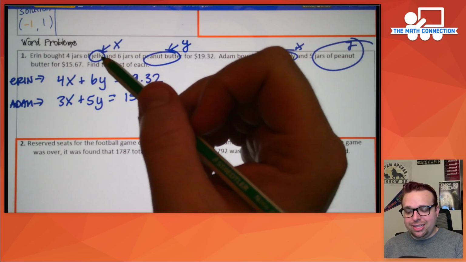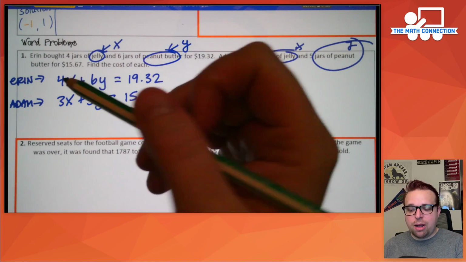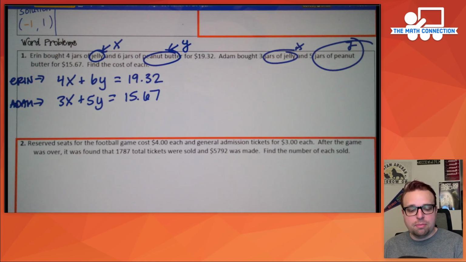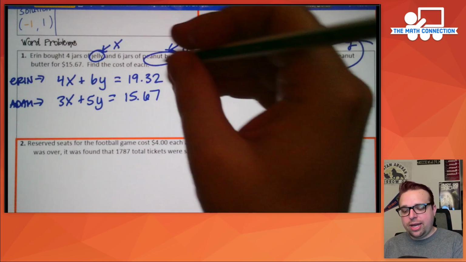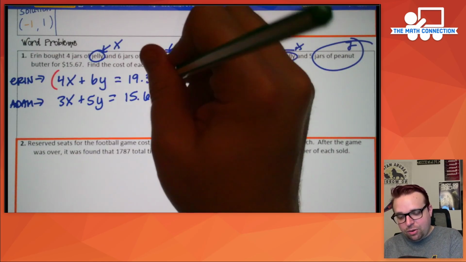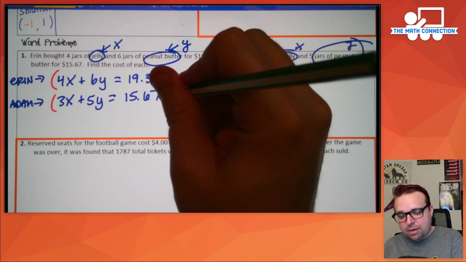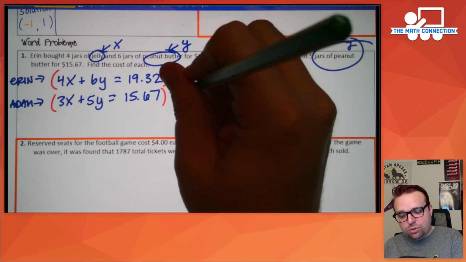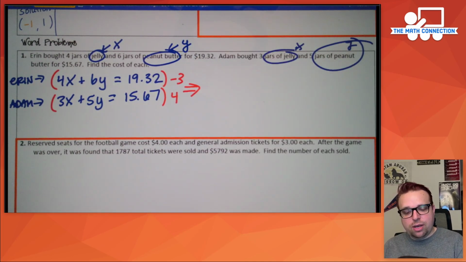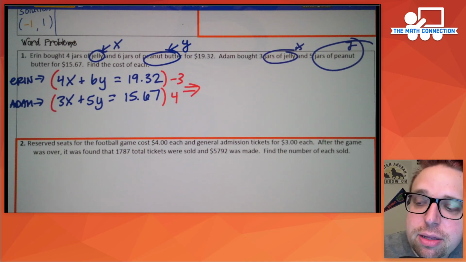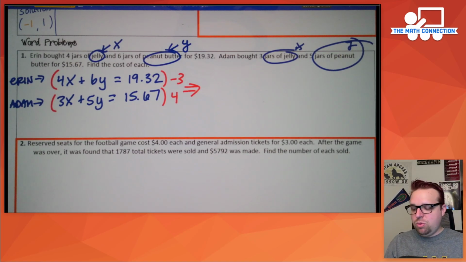So we're gonna do some elimination method here. I think we're probably gonna have to do the X's, that's the smaller coefficients. So I'll use the color red. We're gonna multiply the top equation by -3 and the bottom equation by 4. And this will change our equation this way. You're going to need a calculator for this one to do the decimal point, maybe.